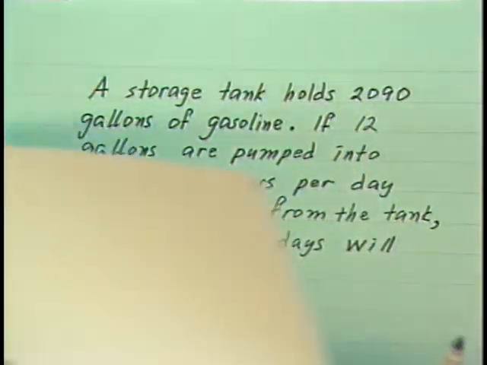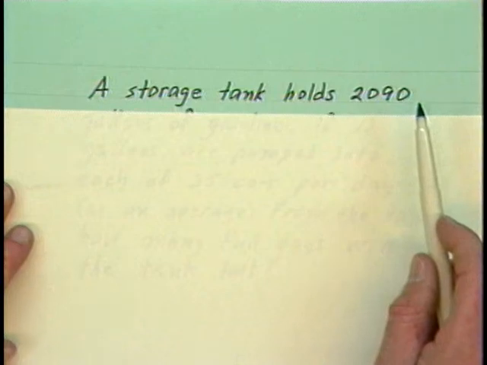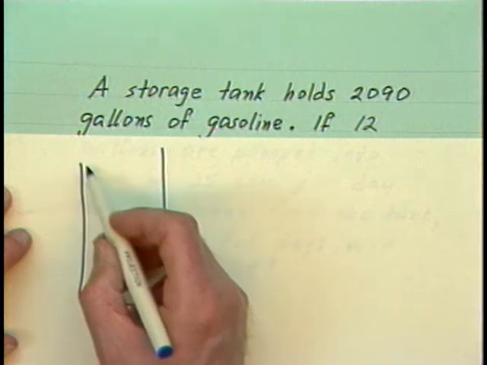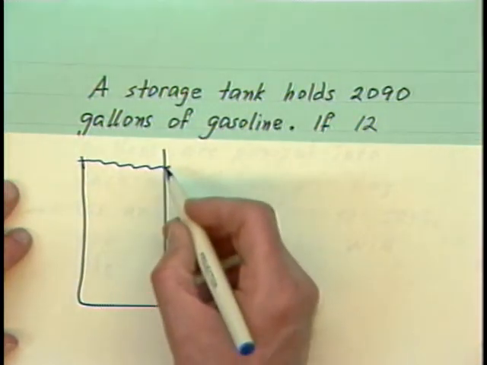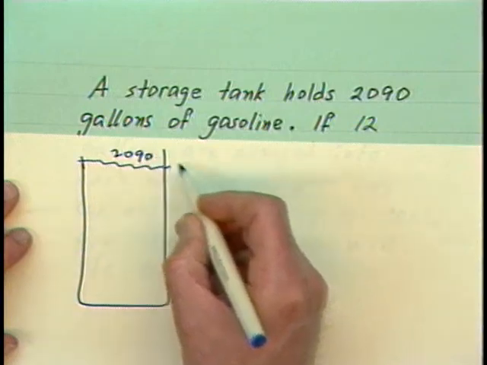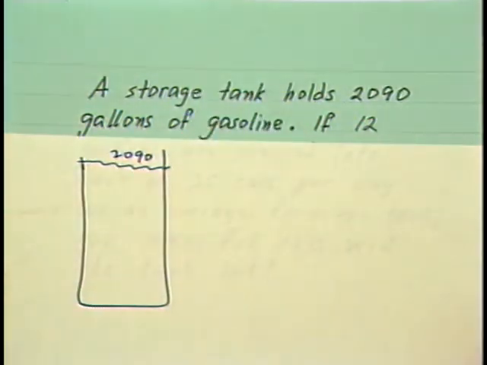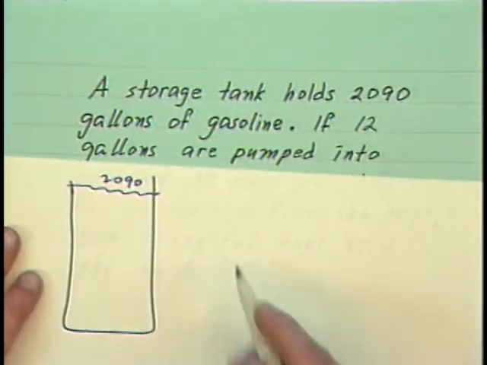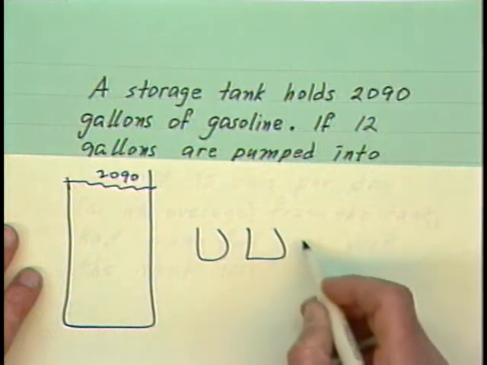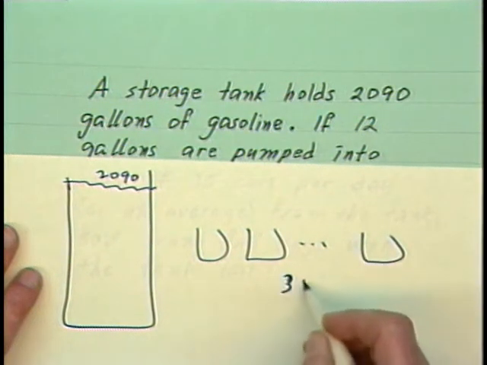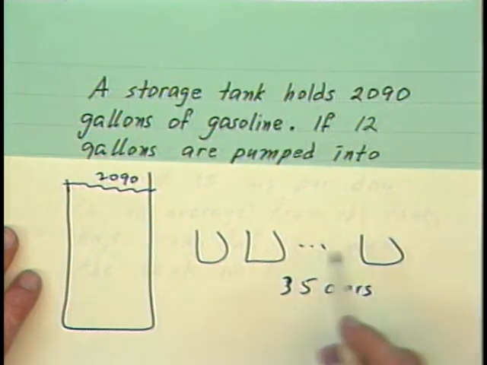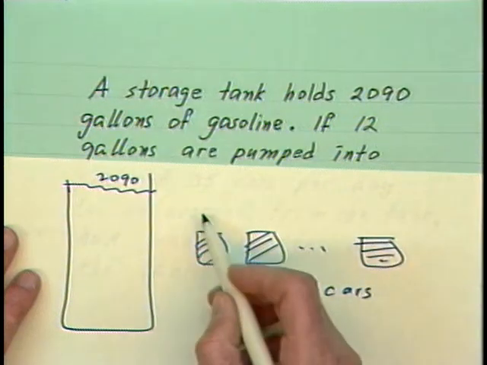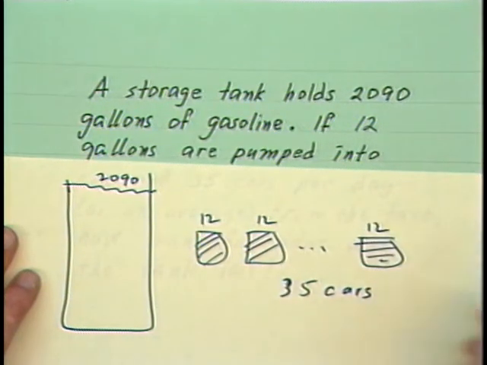I have a storage tank containing 2,090 gallons of gasoline. Now sometimes it will help you if you draw a little bit of a sketch of what's happening. Okay, so in this case I've got 2,090 gallons in a large storage tank. If 12 gallons are pumped into each of 35 cars, so we've got 35 cars here, and each of them are going to have every single day 12 gallons in each.